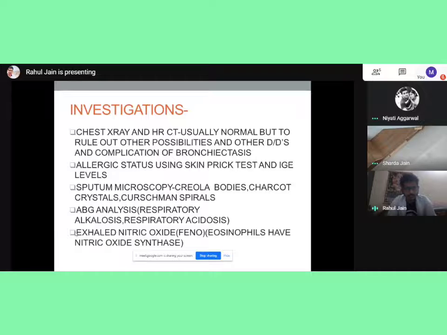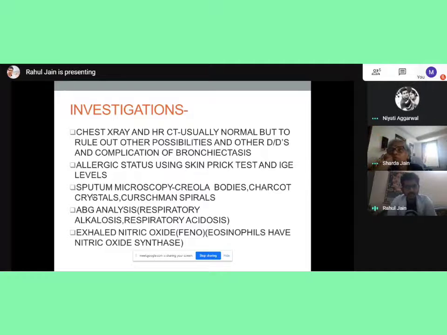Then, going over to other investigations, I will do chest X-ray and HRCT. Mostly in case of asthma, they won't show anything. We are just doing them to rule out other differentials, and also sometimes, very rarely, asthma can cause bronchiectasis. So to rule that out.